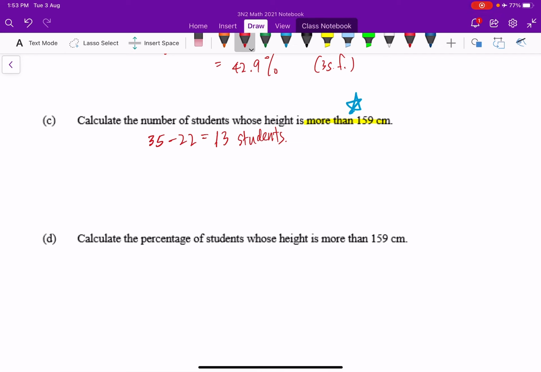Now calculate the percentage of students whose height is more than 159. I just need to take what I have, 13 out of 35, something that I calculated in the previous part. So 13 divided by 35, I get 37.143%, 5 significant figures, and my final answer is 37.1%, to 3 significant figures.